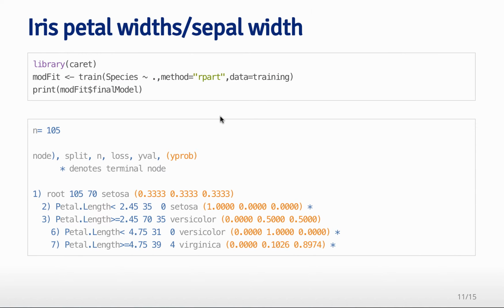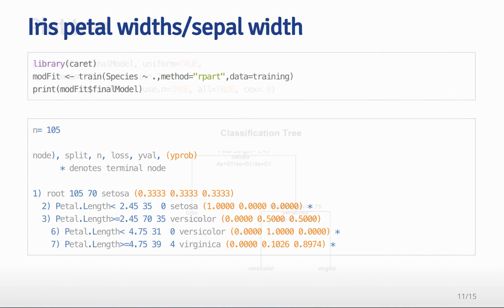If I look at the final model, it tells me what all the nodes are and how they're split, and what the probability of being in each class is for each split. So here, for example, there's a split that says petal length is less than 2.45. In that case, all of the examples that have petal length less than 2.45 belong to this species Setosa. So you can read those model splits to tell you what the classification tree is doing.